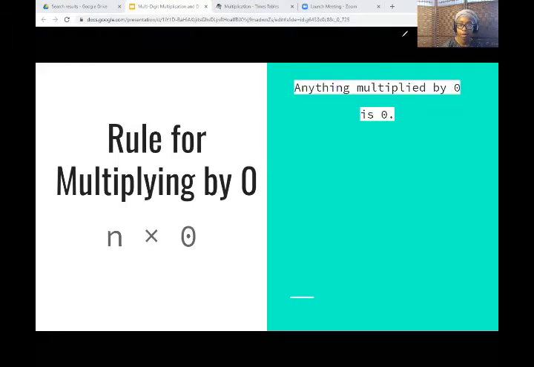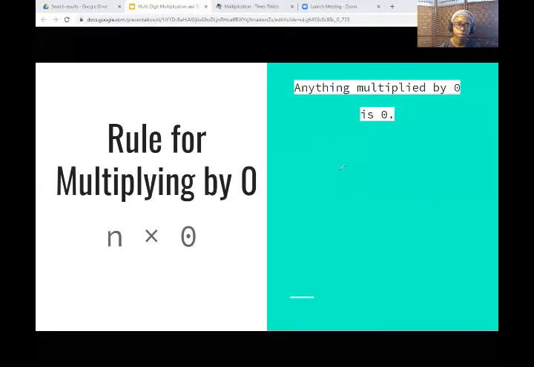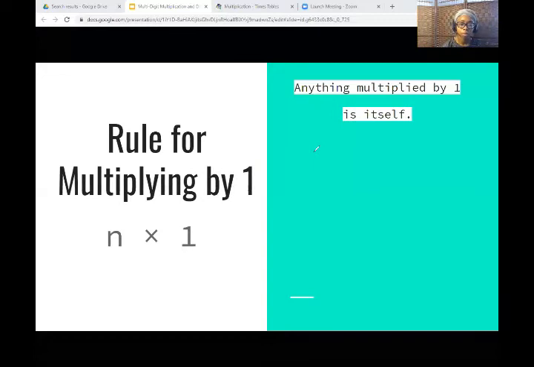So the first rule for multiplying is multiplying by zero. This rule says that anything multiplied by zero is zero. So if we have 2 times 0, that gives us 0. If we have 10 times 0, we're going to get 0. If we have 2,500 times 0, that gives us 0 too, okay? So anything times 0 is just 0. That's it.